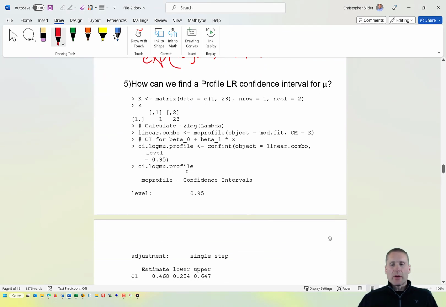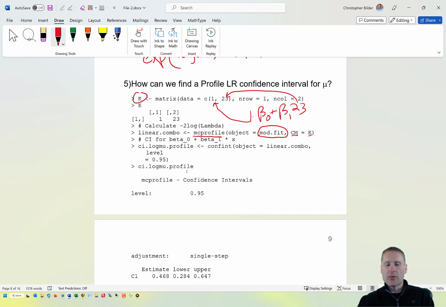Well, what about profile likelihood ratio intervals for mu? Well, remember what we need to do for the mcprofile package. We can use that here. So I'm going to first find an interval, once again, for beta 0 plus beta 1 times 23. And you can think of this as 1 times beta 0 there. Now, the way we form our K matrix is that we take these coefficients for the betas and put them into a matrix form. Then we can use the mcprofile function with our resulting fit from our model, and a coefficients or contrast matrix called K, which I formed there. I put that in there, and what this does is calculate a whole bunch of negative 2 log lambda values, which the confint function then uses to find my confidence interval for the log of mu.